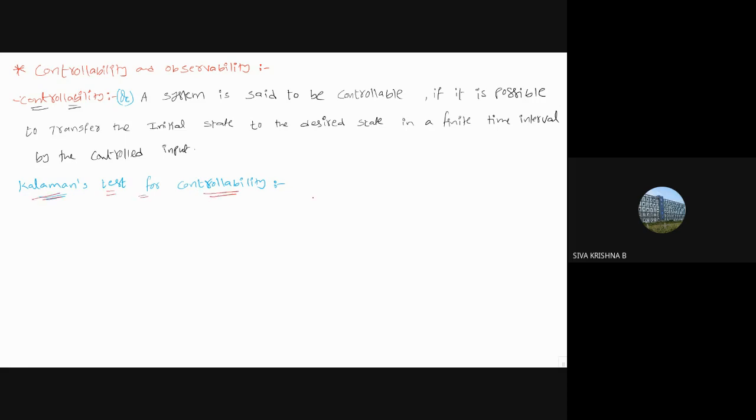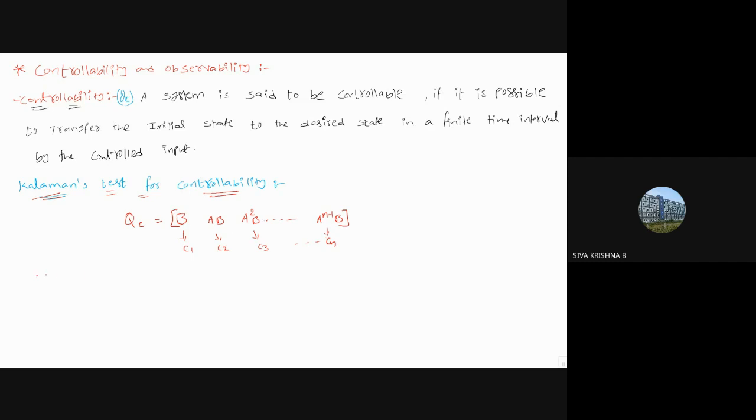So here this can be written as QC equals to [B, AB, A square B, and so on, A power n minus 1 into B]. This is like matrix form. This is one column, this is one column, this is one column: C1, C2, C3 and so on, up to Cn.